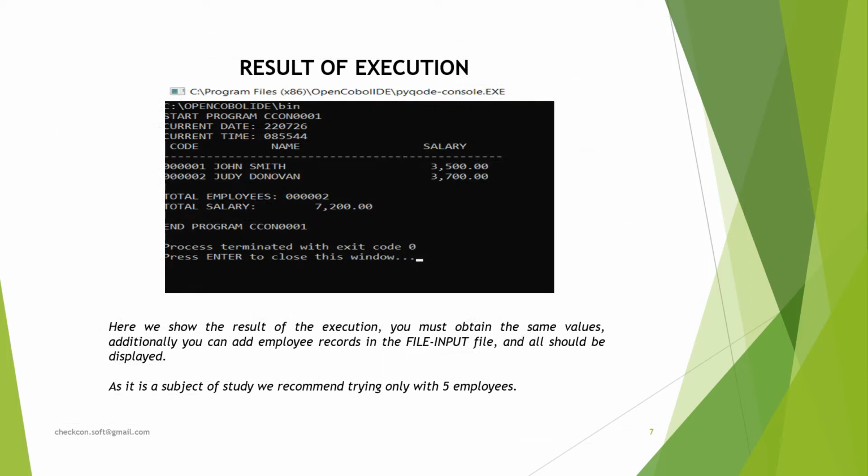Result of execution. Here we show the result of the execution. You must obtain the same values. Additionally, you can add employee records in the file-input file, and all should be displayed. As it is a subject of study, we recommend trying only with 5 employees.